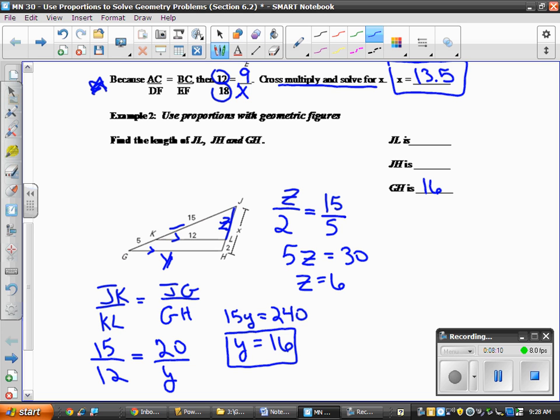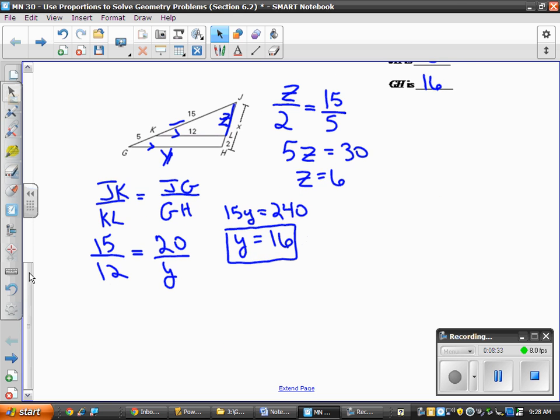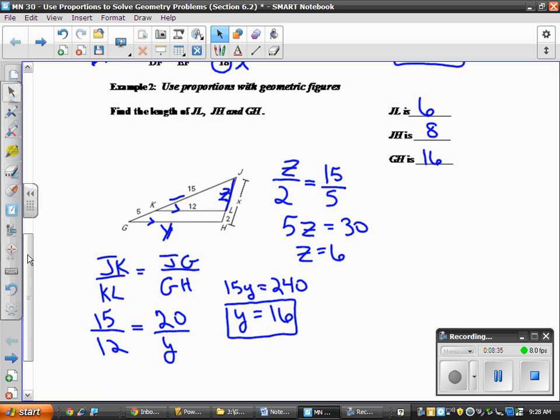So if I go up here where it says JL, we've just found it is 6, and JH we know is going to be 6 plus 2 more, which is going to be 8. Okay. And again, there's more than one way of solving these. Try different ways and get used to all the different ways you can set up the proportions.